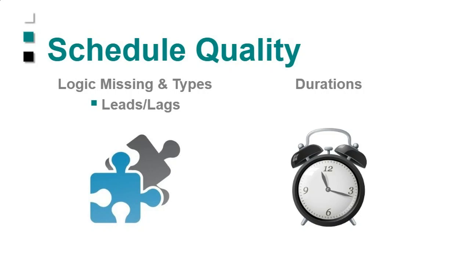Are there leads? Are there lags? Some organizations have policies against leads, for example. So you want to be able to check that. Are durations appropriate for the schedule you're trying to work with? If your project is a year long, you probably shouldn't have any activities that are 6 months long. So that's something that you want to be able to easily see.